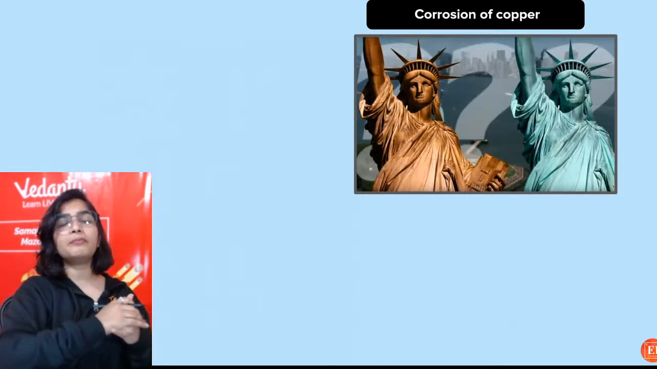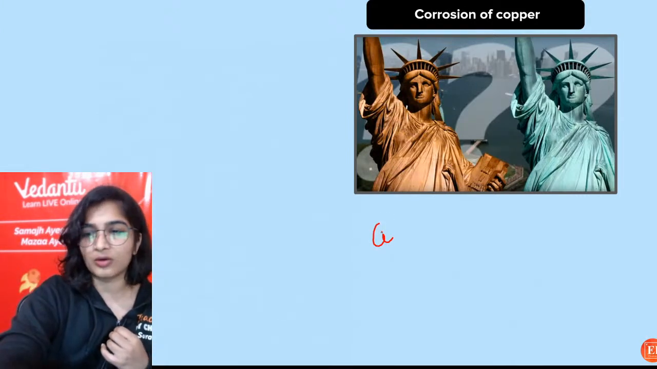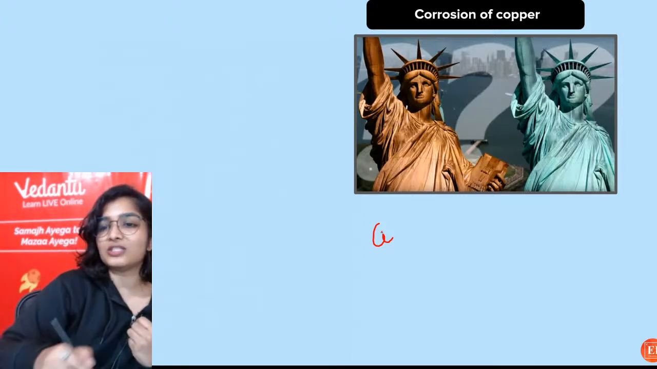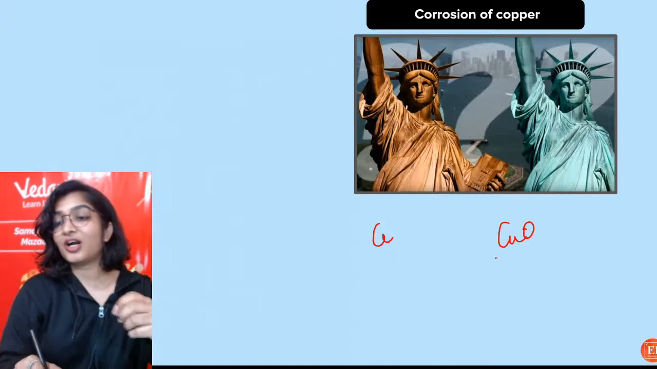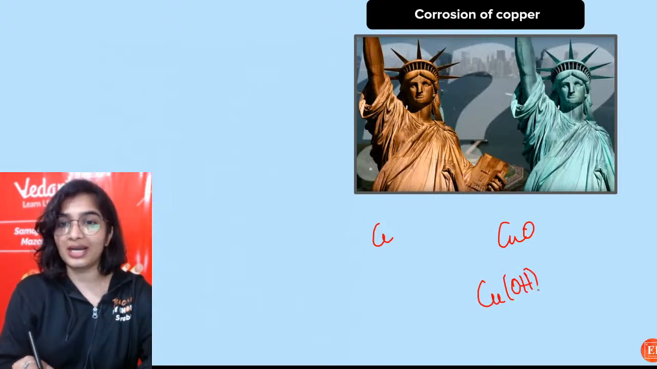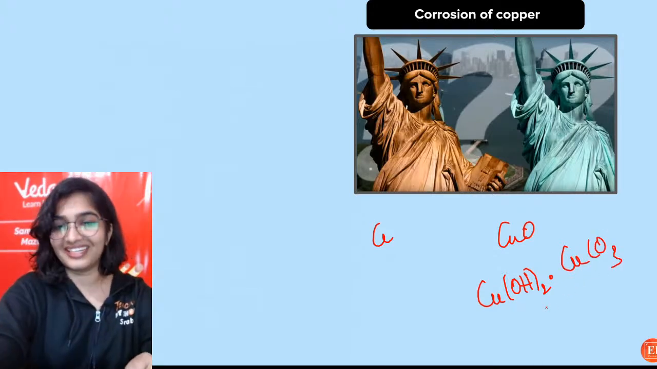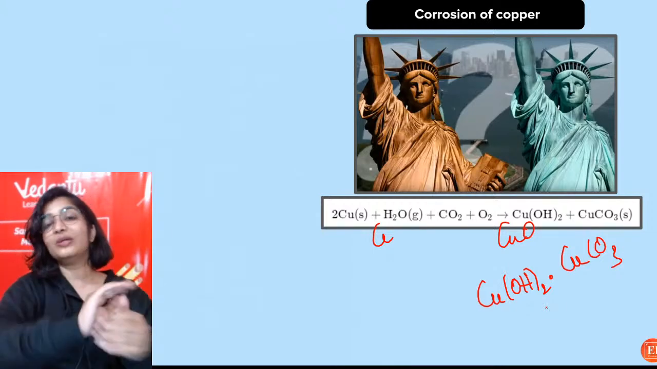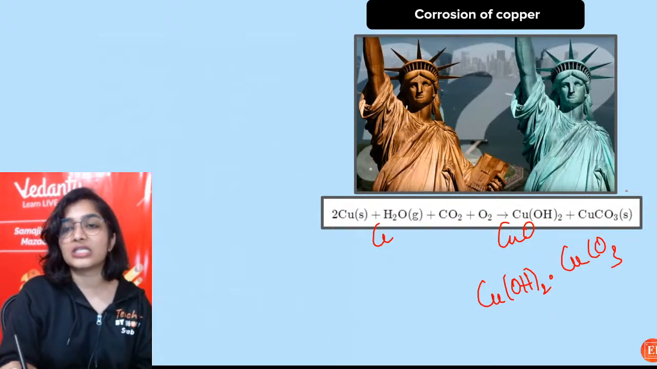So corrosion of copper. What happens when copper is exposed to carbon dioxide and water? Think. What is formed? CuO is formed? Copper oxide is formed? No. Basic copper carbonate. Very good. Cu(OH)2.CuCO3 is formed, right? So copper plus water plus carbon dioxide plus oxygen gives basic copper carbonate, that is Cu(OH)2 plus CuCO3, which is green in color.